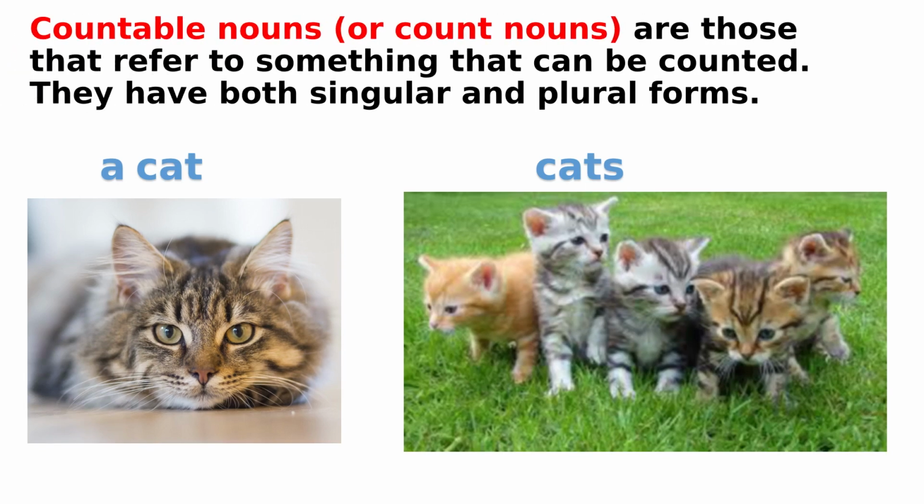So countable nouns are those that refer to something that can be counted. They have both singular and plural forms. A cat, cats. A cat, one cat, singular, and cats, more cats, many cats, plural.